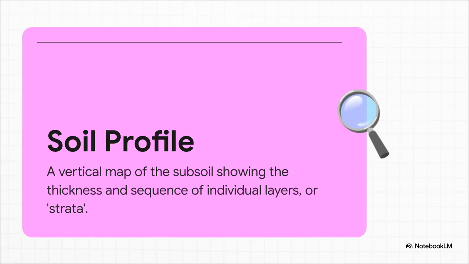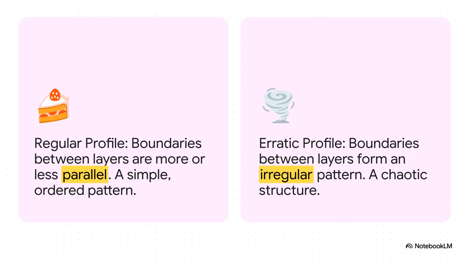Let's talk about that first goal, mapping things out. What they're creating is something called a soil profile. And honestly, the best way to think about it is like a layer cake map of the Earth right under the building site. It shows you every single layer, or strata, how thick they are and in what order they appear. But here's the thing, right? The ground isn't always a neat and tidy layer cake. Sometimes you get a regular profile, where the layers are all nice and parallel, but other times you get an erratic profile, and it's just a chaotic jumble. Knowing which one you're dealing with, yeah, that's absolutely mission critical.